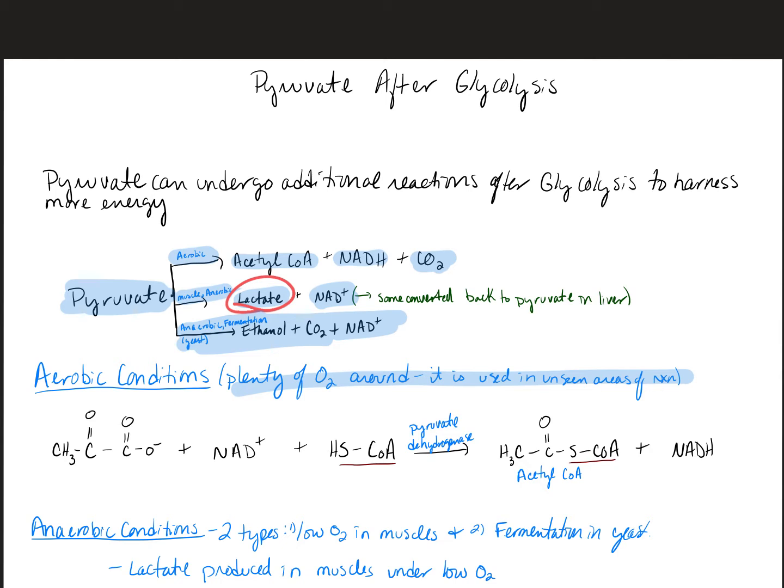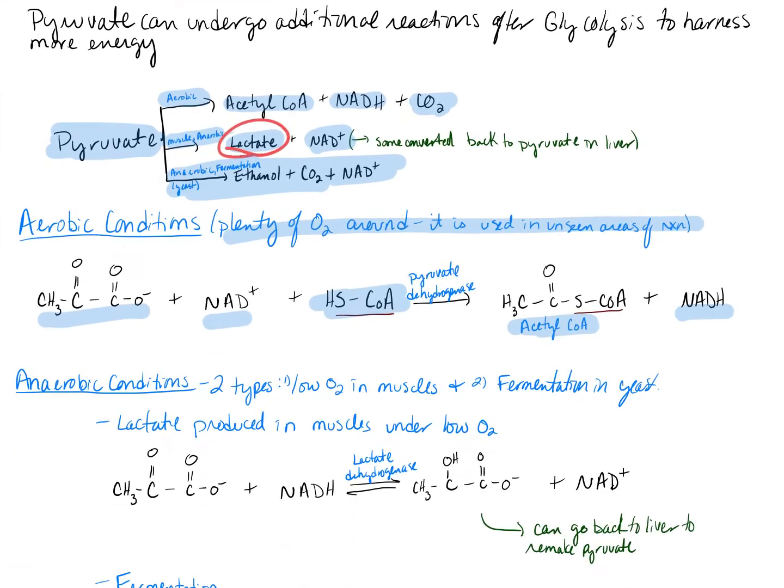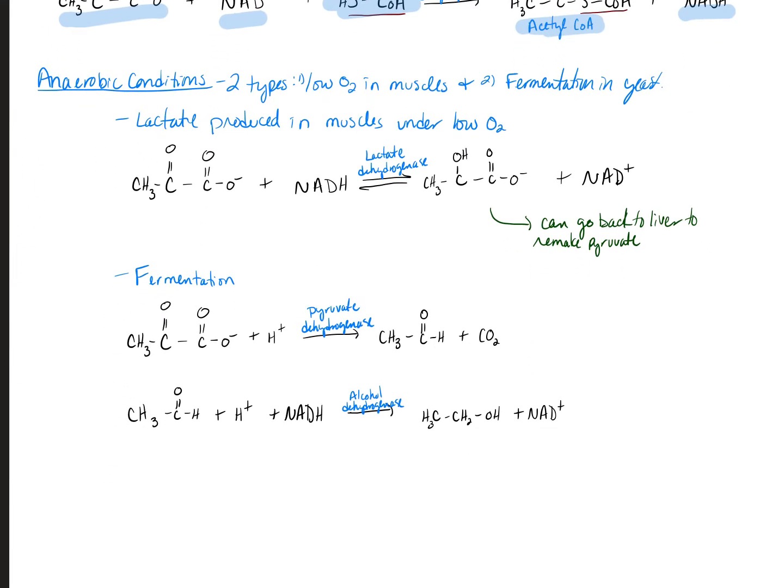Okay, so in aerobic conditions, so there's plenty of oxygen around, it's used. Here's what happens. We have the pyruvate, the NAD+ that's there, and we have coenzyme A. And with pyruvate dehydrogenase, we can package that pyruvate into acetyl coenzyme A and produce NADH. So that's the big overall reaction that's happening there. We'll look at that in more detail in a minute.